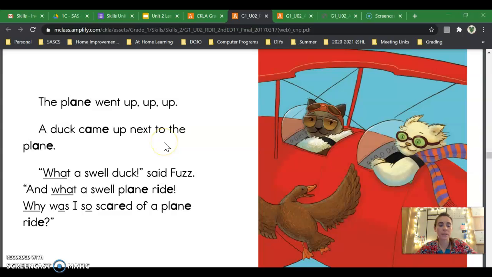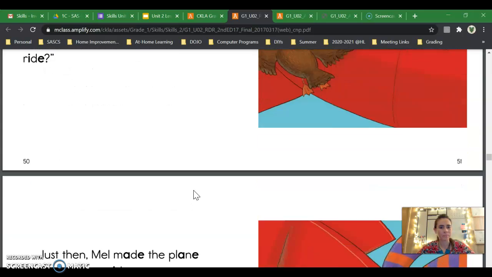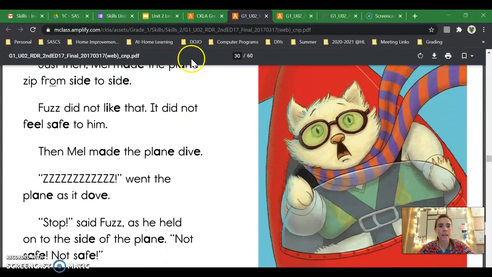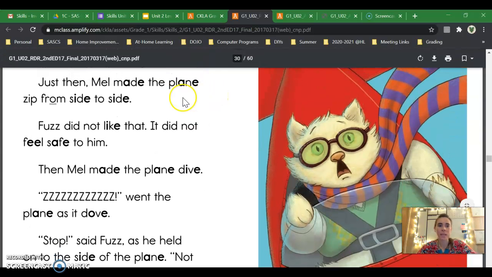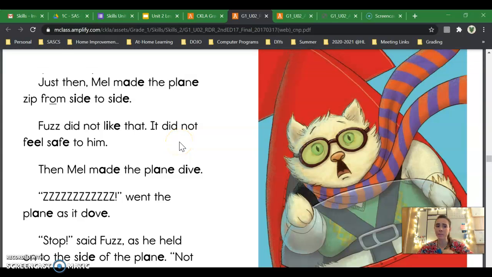A duck came up next to the plane. "What a swell duck," said Fuzz. "And what a swell plane ride. Why was I so scared of a plane ride?" Just then, Mel made the plane zip from side to side. Fuzz did not like that. It did not make him feel safe. Then Mel made the plane dive.